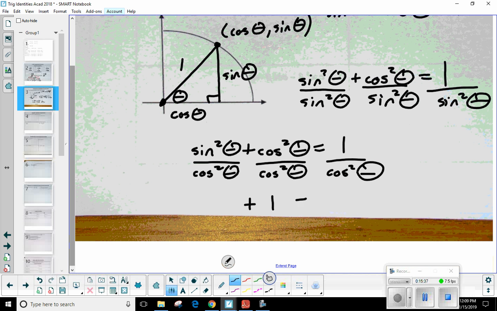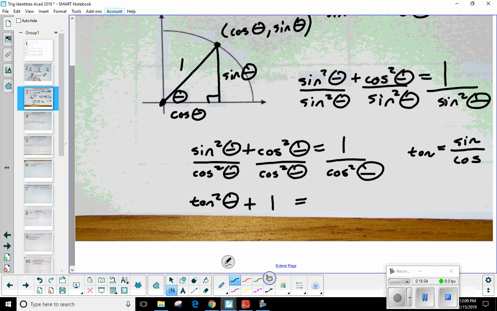That's 1. Now, we have an identity that says tangent is equal to sine divided by cosine, right? So what is sine squared divided by cosine squared? That would be tangent squared. See, it's the same rule. I'm just applying the squared to it. Tangent squared of theta. Now, we also have another rule.